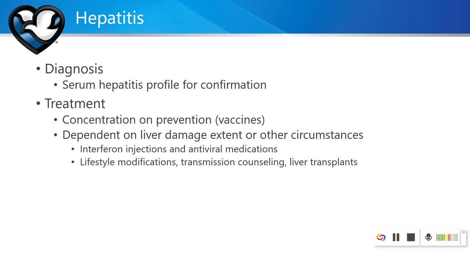Most cases of hepatitis A and hepatitis E will resolve with no treatment and only supportive care is needed. The treatment of the others will depend on the degree of liver damage or other circumstances such as pregnancy. Hepatitis can be treated with interferon injections to improve the immune response and antiviral medications to decrease viral replication. Other treatments may be needed based on the underlying cause.